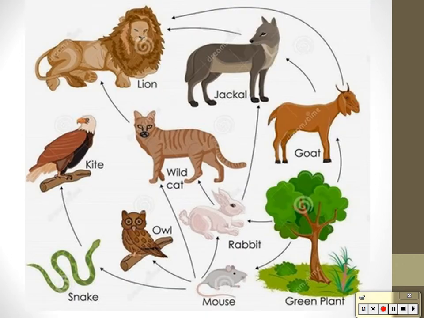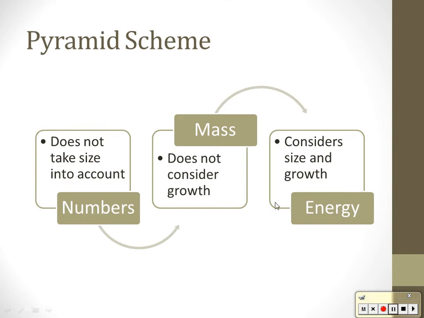All right. Now a food web is just a bunch of food chains that are connected. So in this web, one food chain is plant, mouse, snake, kite. Another food chain is plant, mouse, owl. Another food chain is plant, mouse. Why would a rabbit eat a mouse? That's creepy. Rabbit, wildcat, lion. Rabbits don't eat mice. That is creepy. All right, so as you can see, there's a bunch of different food chains.